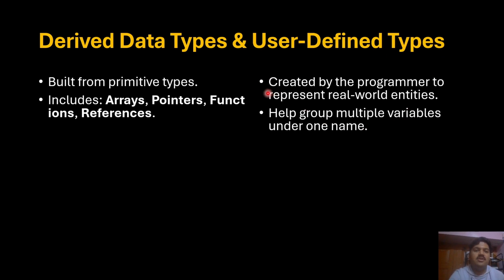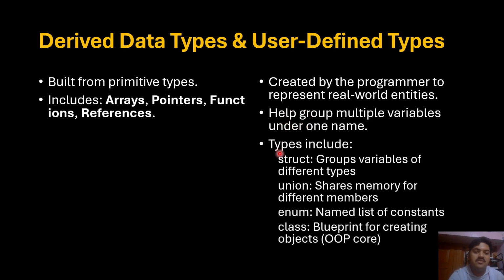And the third type is user-defined data types. What are user-defined data types? These data types are created by the programmers to represent real-world entities. These help group multiple variables under one name. So let us see some examples to understand this. Types of user-defined data types. We will be studying them in detail in the second unit. So here is just an introduction.